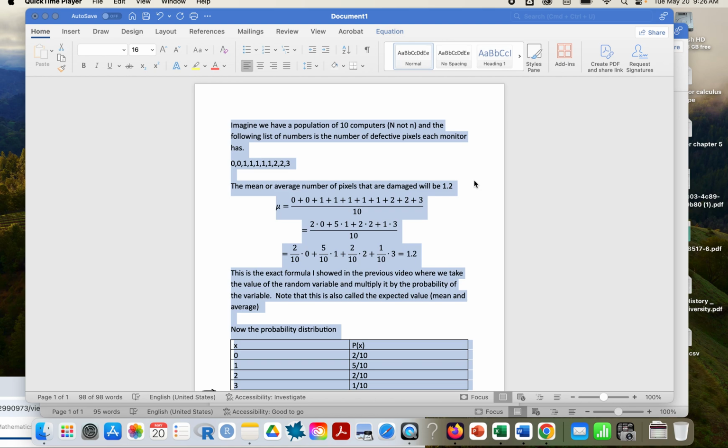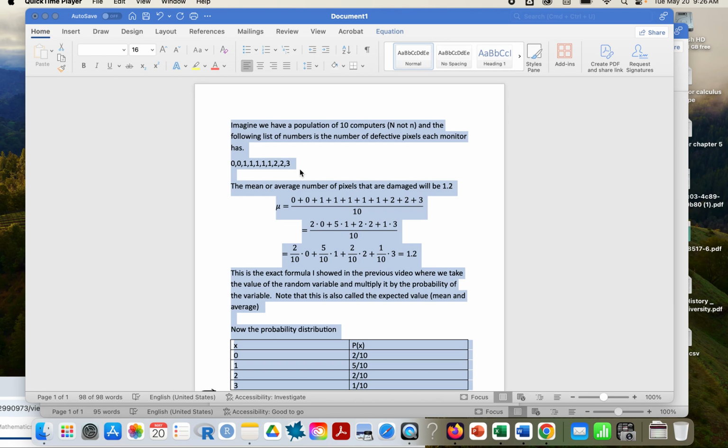So imagine that we have a population of 10 computers. Notice that this is capital N, not little n. And the reason it's capital N is because it's a population. If we said a sample, it would be little n. Just little things that matter in statistics. And the following list of numbers is the number of defective pixels each monitor has.